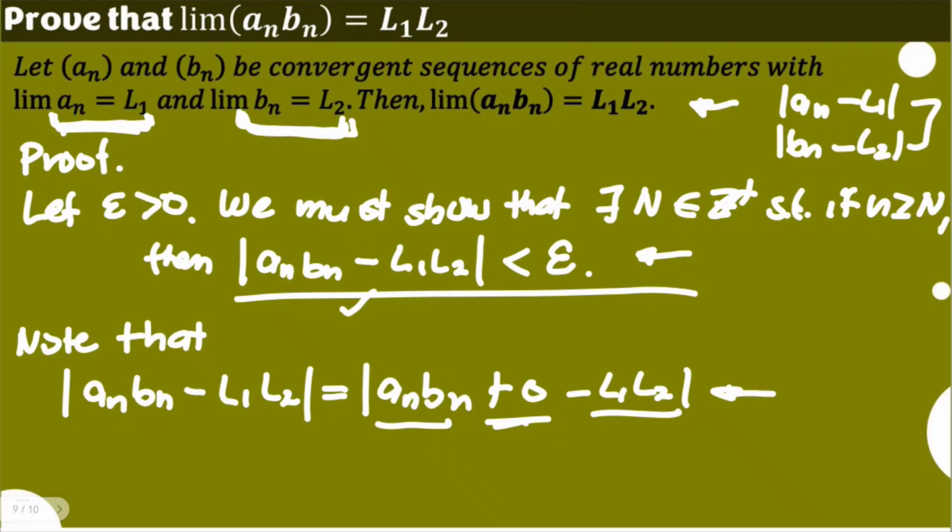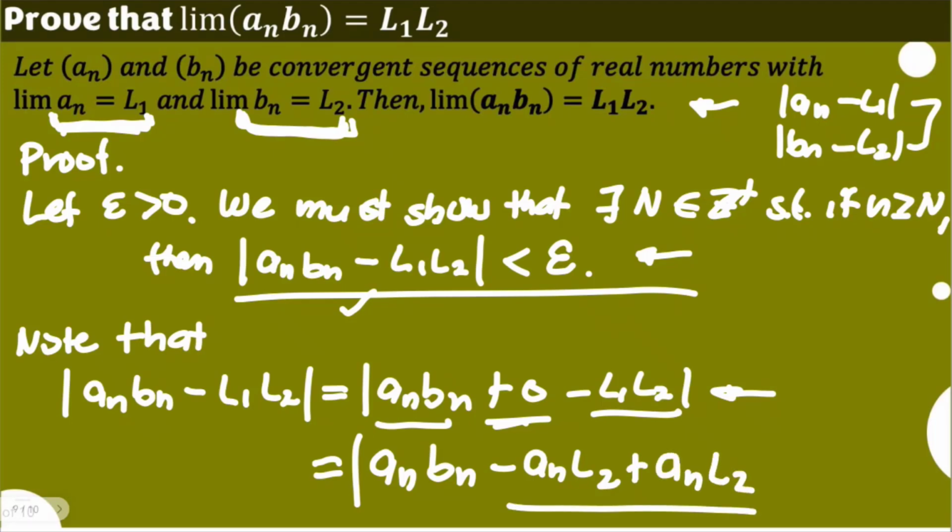Here is how it goes. I am introducing this minus a sub n L sub 2. Take note, they are not the same, but since I introduced that, I will neutralize it here, so these two are just equal to 0. That's the purpose of adding 0 there. Minus L sub 1 and L sub 2. Why am I doing this? When you look at this, I have a common a sub n, and I have a common L sub 2. Once I take them out, these two will surely appear.